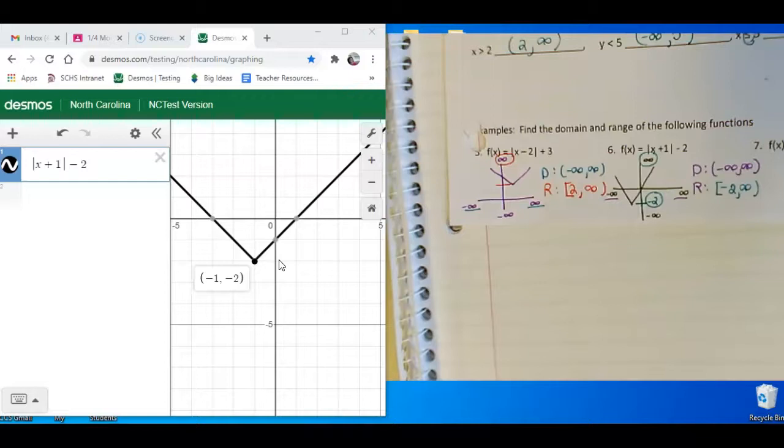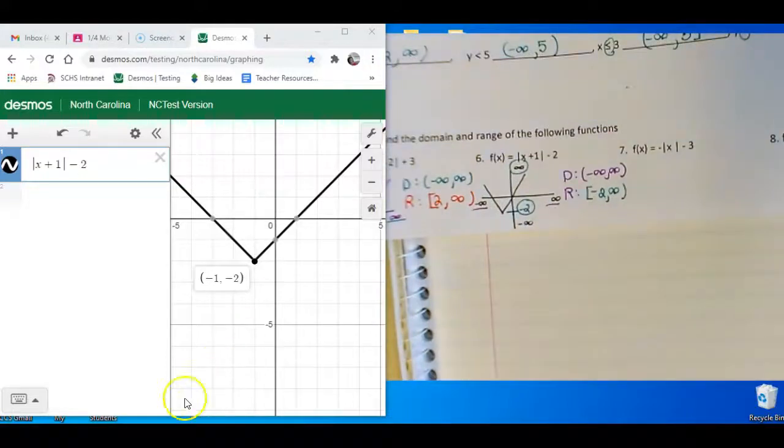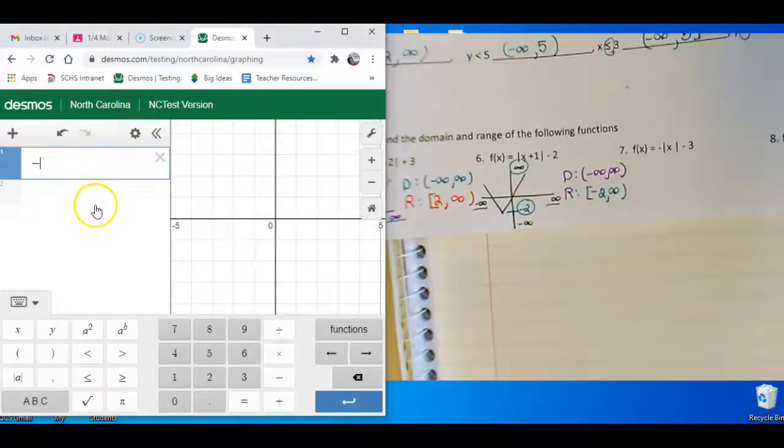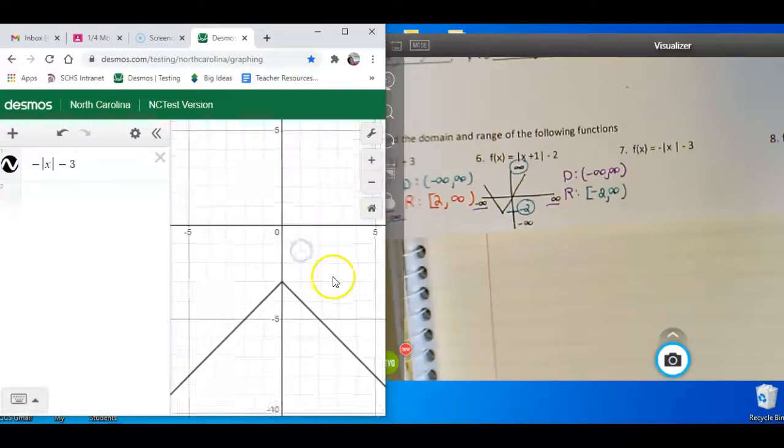Now, the only thing that's different about domain and range is if instead of the graph going up like this, the graph goes down like this. Okay, so let's look at one that's going down. Number 7 is one that goes down. So negative absolute value x. I'm arrowing over to get on the outside there. There's the graph.